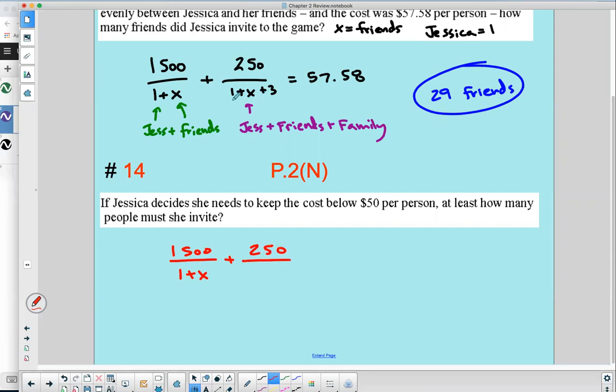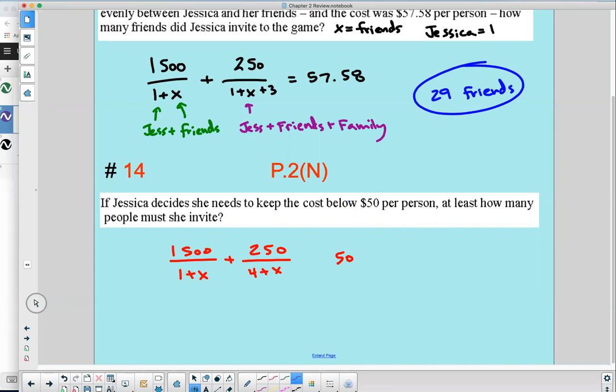And I just want to make sure you're aware of this: if I wanted to simplify this, what is 1 plus x plus 3 the same thing as? 4 plus x. You could say 4 plus x. Yep. If I want to keep it below $50 a person, does that mean the person could spend more than 50 or less than 50?